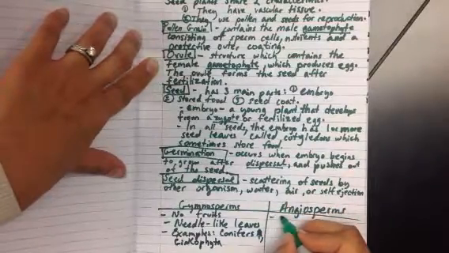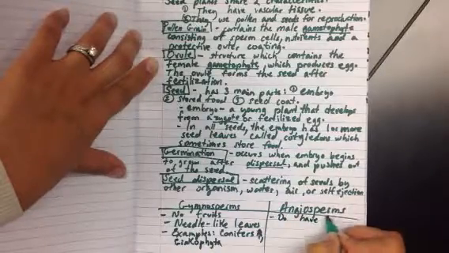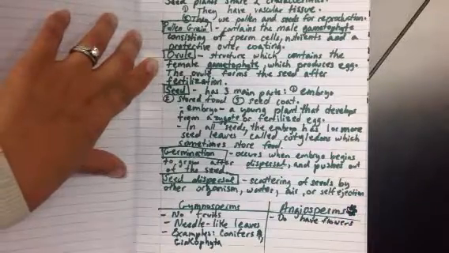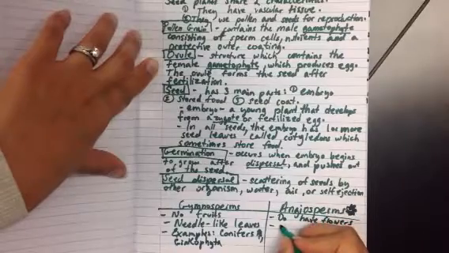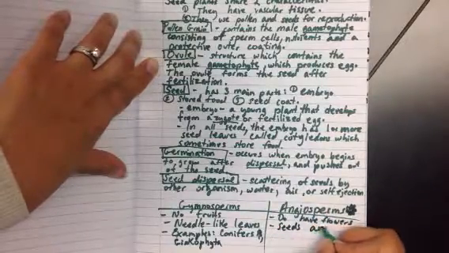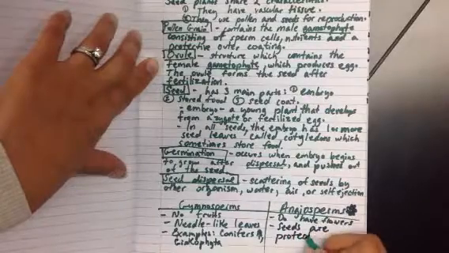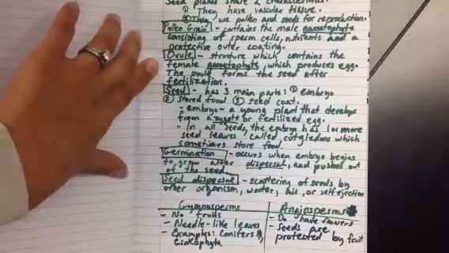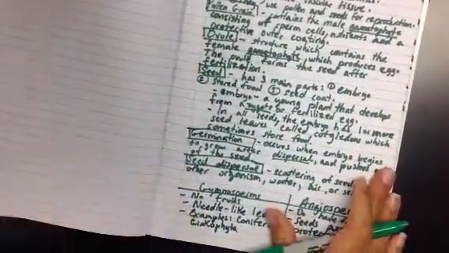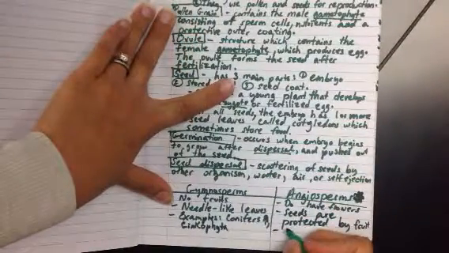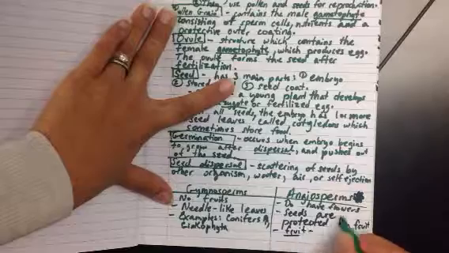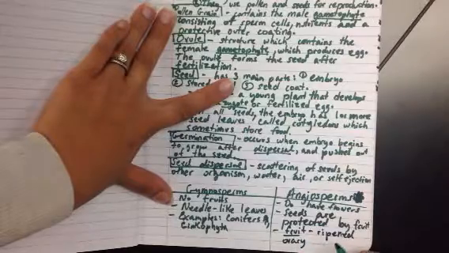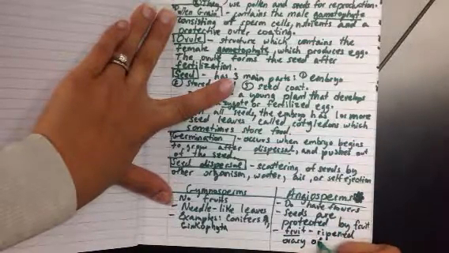Angiosperms are plants that do have flowers. We'll draw a little flower over here to remind you our angiosperm has flowers. And the seeds are protected by a fruit. And the fruit, which we all eat, is actually the ripened ovary of the flower. So when you eat an apple, you are eating a plant tree ovary, the ripened ovary of the flower.